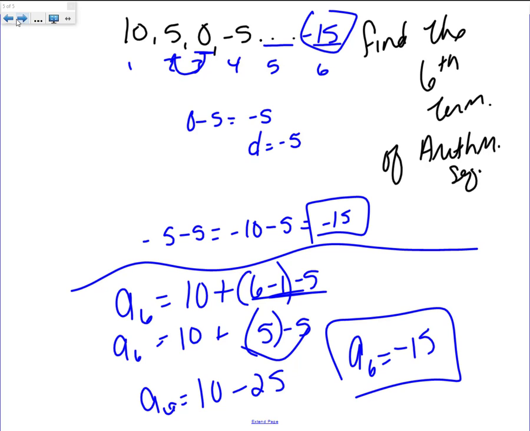So it doesn't matter which way you choose to do this, as long as you are applying what the d is or plugging things into the equation correctly, you should arrive at the 6th term to be negative 15 no matter how you try this.